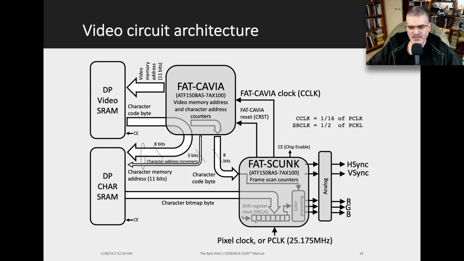That's critical because you need 8 cycles to shift it before you can reload it. So the Kavya clock is 1/16 of the pixel clock. That's the reason why it is 1/16 of the pixel clock. It has to be 1/8 of whatever this is, and this is half in order to double sample.